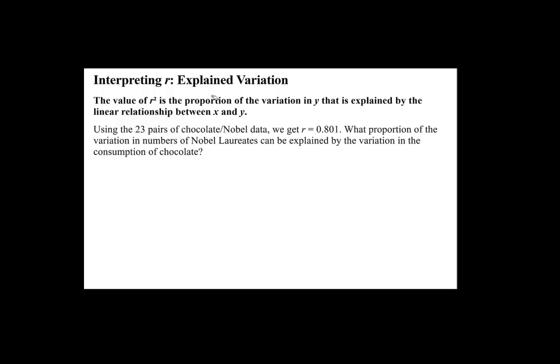Using the 23 pairs of chocolate data, we got r equals 0.801. What proportion of the variation in number of Nobel laureates can be explained by the variation in the consumption of chocolate? Simply put, the answer is r squared. With r being 0.801, we get r squared equals 0.642. Just square it, class. Okay, what does it mean?